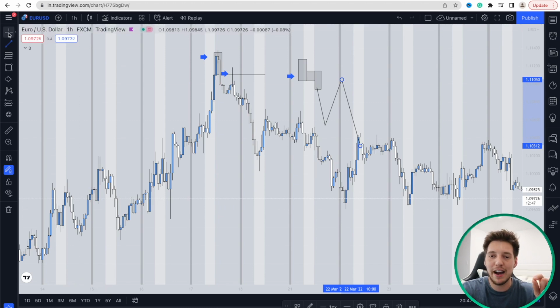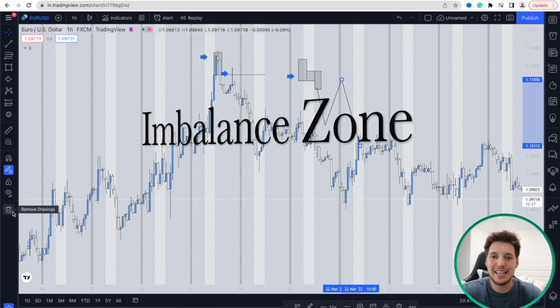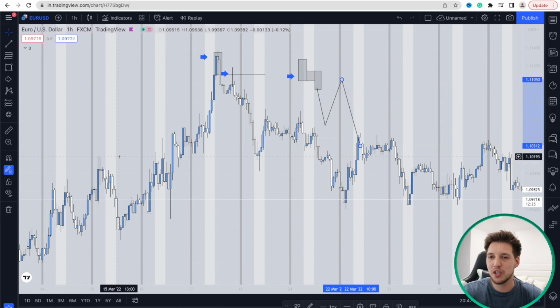Now, the final and not least, but very, very important, is going to be areas of inefficiency, meaning where market is not in an equilibrium, therefore it's not balanced. So let me go ahead and show you what that looks like.